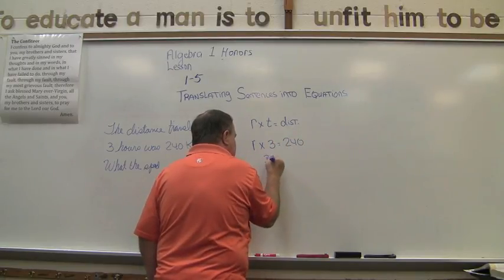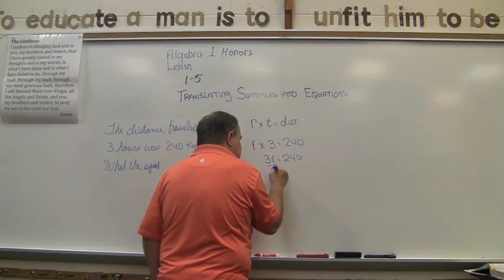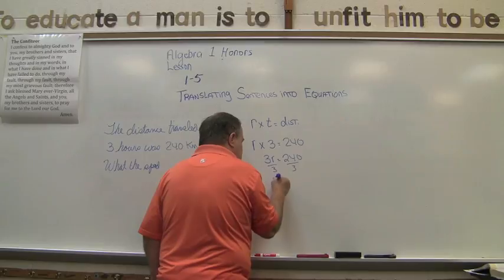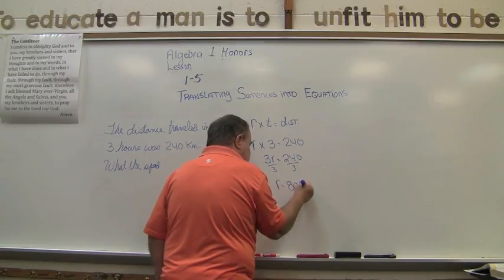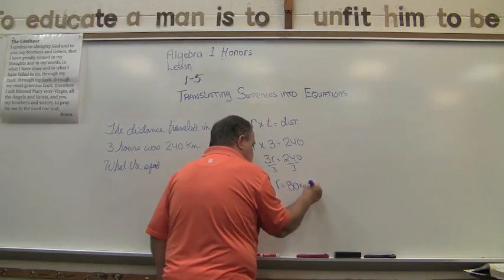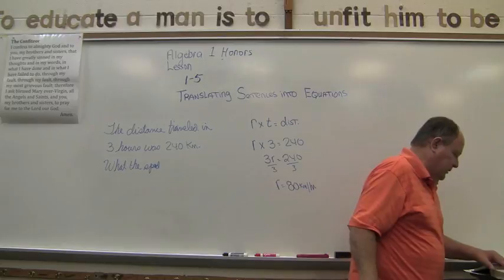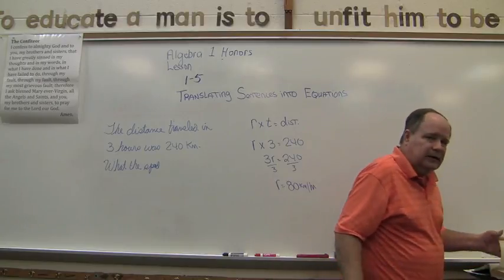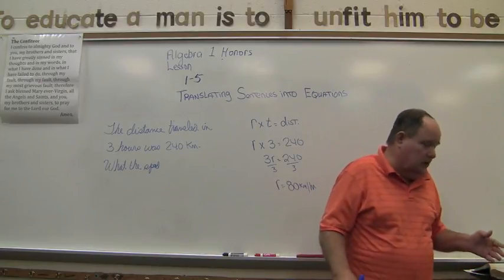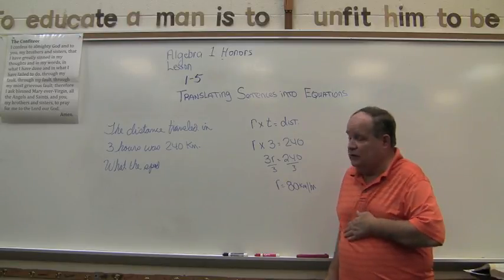So we have 3R equals 240. We divide both sides by 3, and we find out that we're going 80 kilometers an hour, and in 3 hours that will make us go 240 kilometers. Okay? And we translated that. And basically now that's basically all there is to section 1-5, translating sentences into equations.